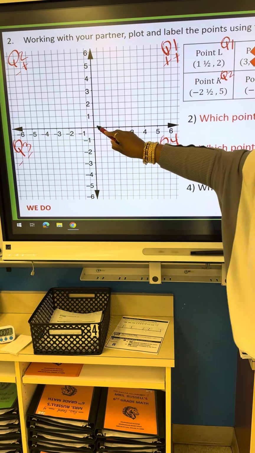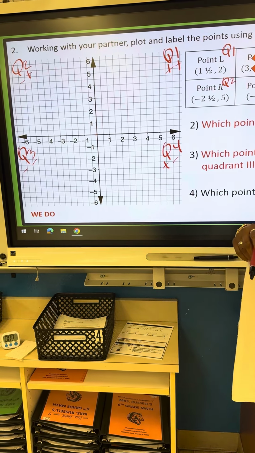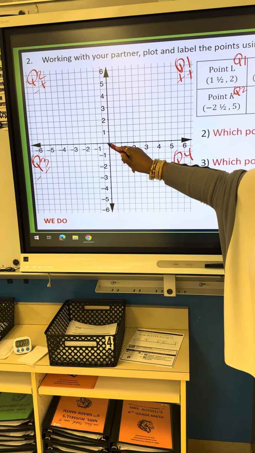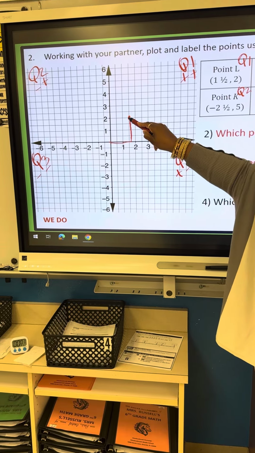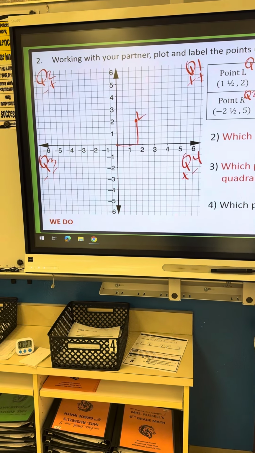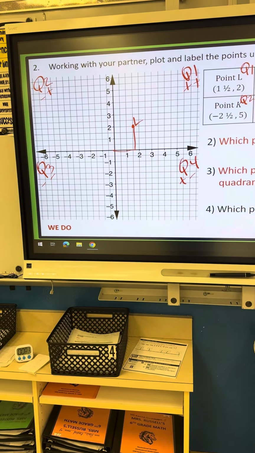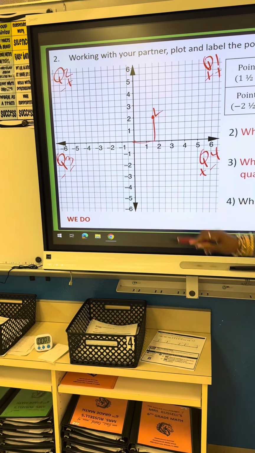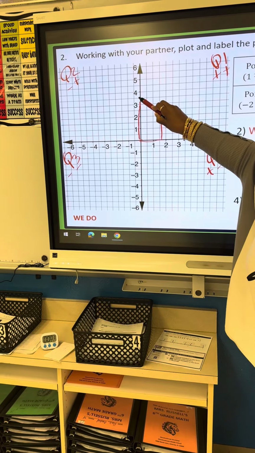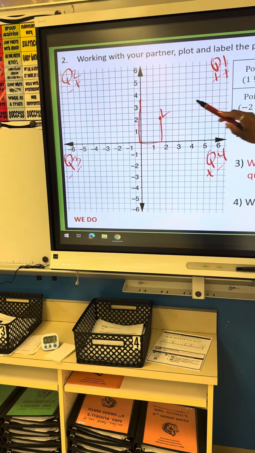So I'm going to start from the origin, which is 0, go over to 1.5. This is 1, this is a half. Then I'm going to go up to 2. So it's going to be right there. That's going to be my point L. D, I'm going to start at the origin, where X is 0, and then I'm going to go up to 3.5 right there, and that's point D.